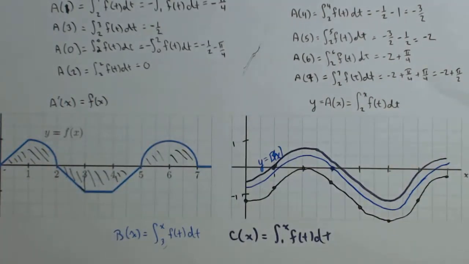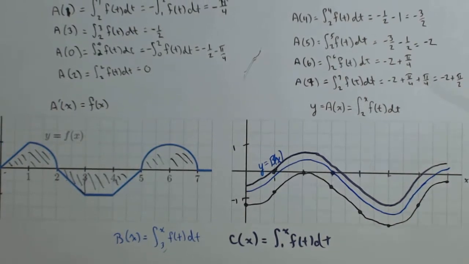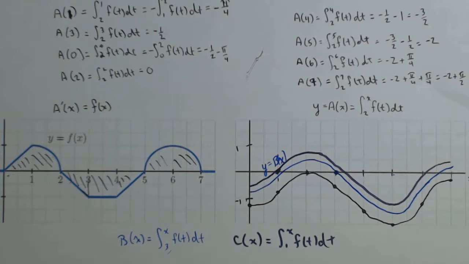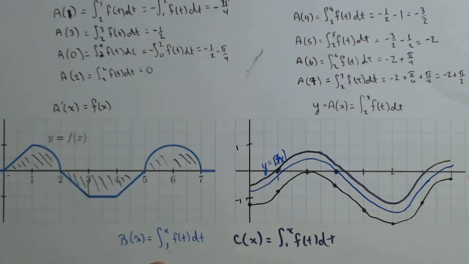So that's how we can use this idea of accumulation in the second fundamental theorem of calculus to come up with an original function given a derivative, and in this case even a family of functions. It changes based on what our lower limit is.